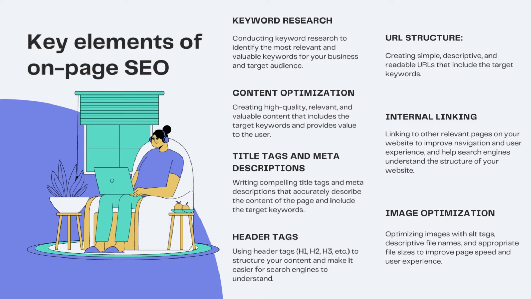Image optimization, optimizing images with alt tags, descriptive file names, and appropriate file sizes to improve page speed and user experience. By optimizing these on-page elements, you can improve the relevance and visibility of your web pages in search engine results pages, attract more organic traffic, and improve your overall search engine rankings.